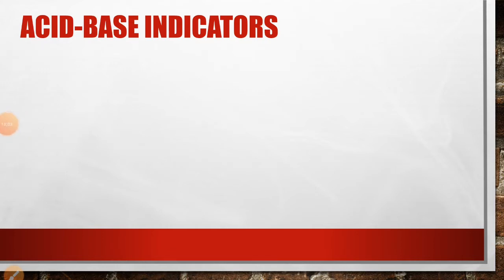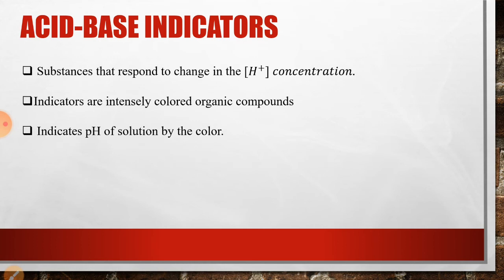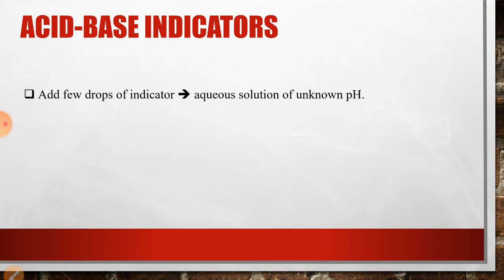Another way to determine the pH of the solution is with the help of acid-base indicators. Acid-base indicators are the substances that respond to change in the hydrogen ion concentration. What are indicators? Indicators are basically intensely colored organic compounds, and they indicate the pH of solution by the color change. The change of color of solution for these indicators takes place within a small pH range.